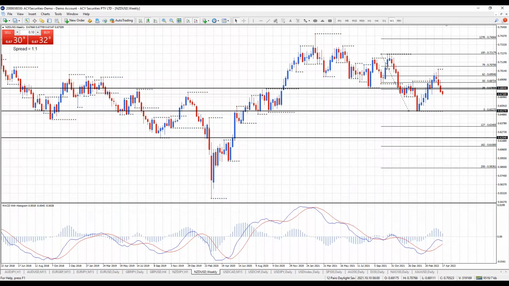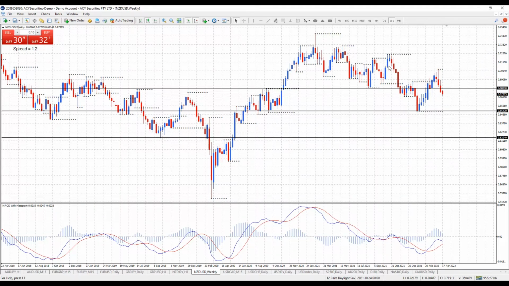Okay, so I'm just going to get rid of that fib. I just wanted to point that area out to you so you have an idea of why the weekly chart stopped where it stopped. Alright, so the weekly chart is up, but I'm expecting that it's just been up because the monthly time frame has been rallying.